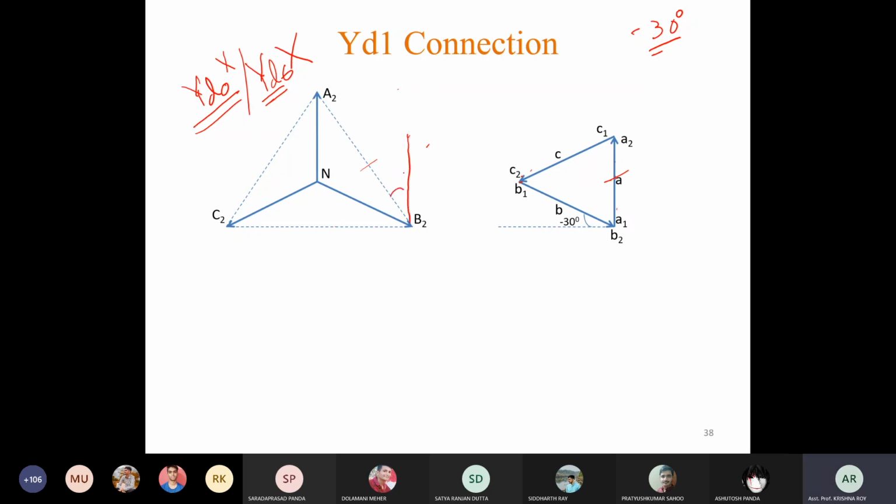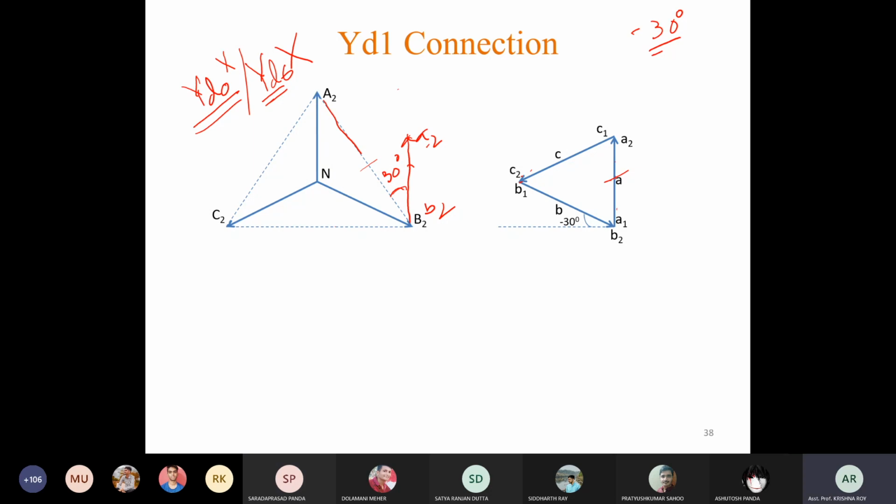So this angle is 30 degree, isn't it? This angle is 30 degree, and this phasor is lagging this phasor by an angle of 30 degree. Got my point? Yes, sir.